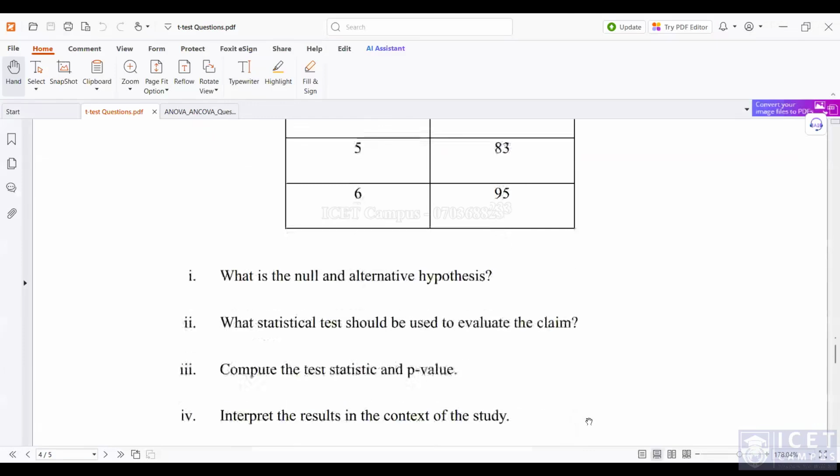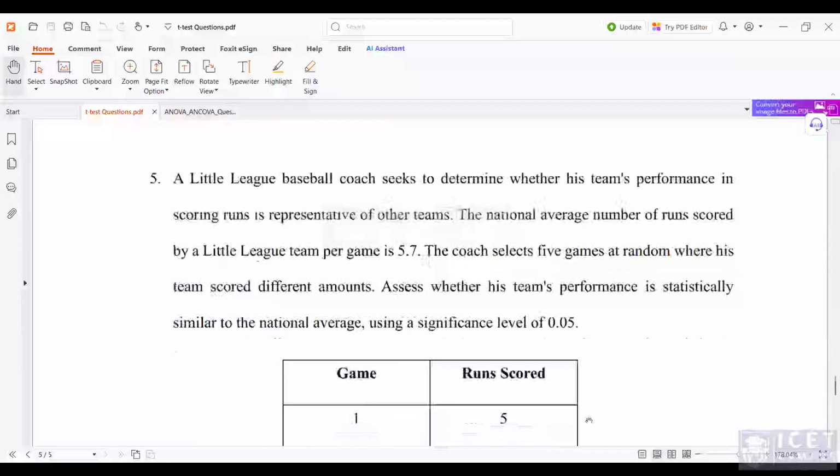Next question. A Little League baseball coach seeks to determine whether his team's performance in scoring runs is representative of other teams. The national average number of runs scored by a Little League team per game is 5.7. The coach selects five games at random where his team scored different amounts. Assess whether his team's performance is statistically similar to the national average.